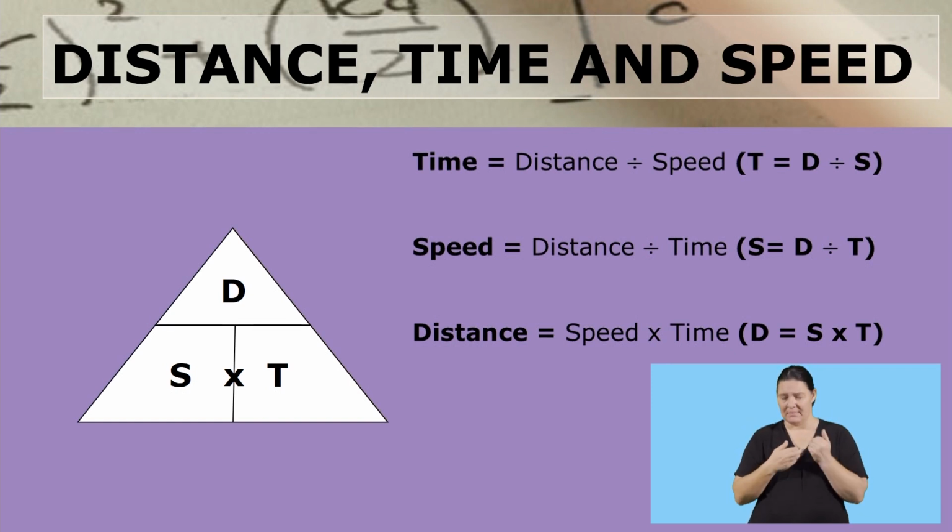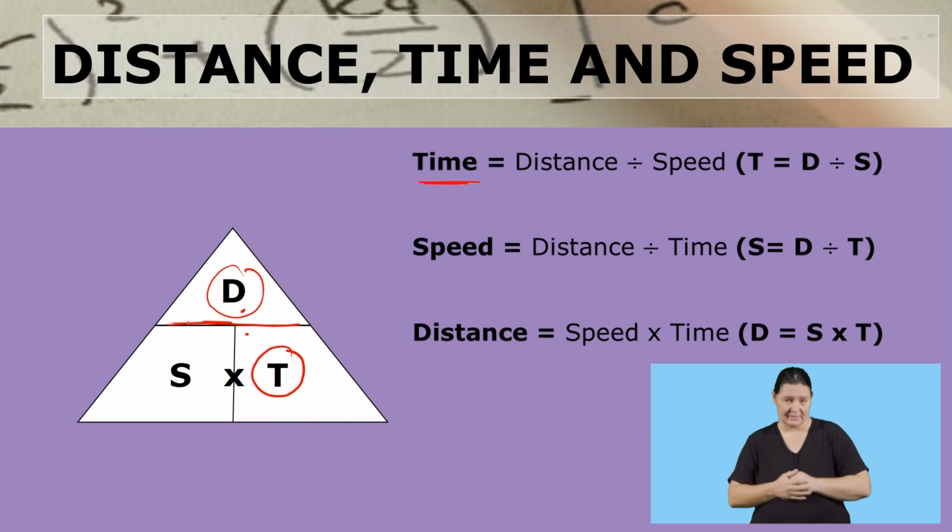So this triangle has a D on top, which represents distance. And then at the bottom next to each other, we have S for speed, and then we are multiplying that with T for time, right? Just remember that this line would be representing our division, okay? So when we are looking at the formula for time, there's time over there, then our formula is going to be our distance divided by our speed, right? So can you see how that diagram works?